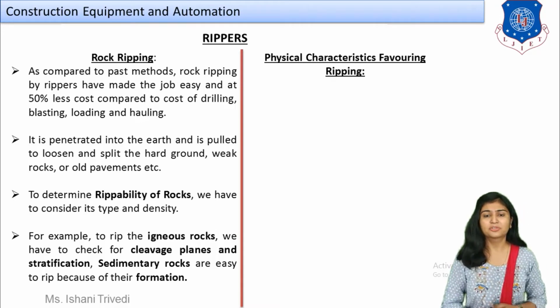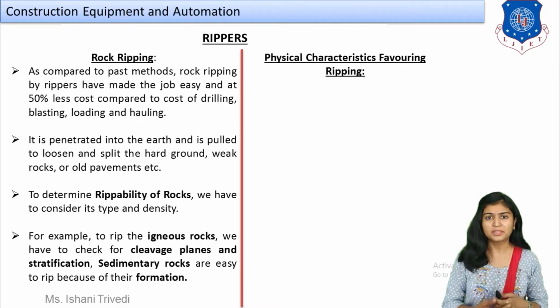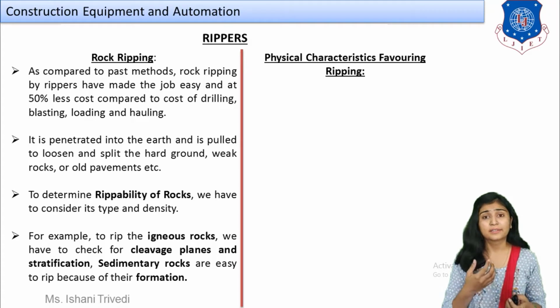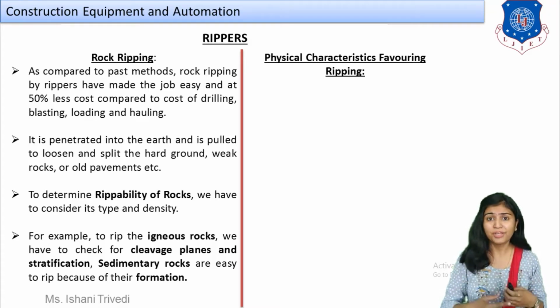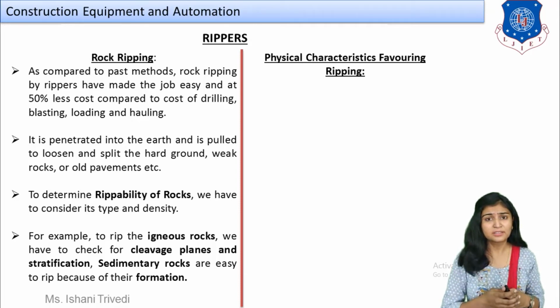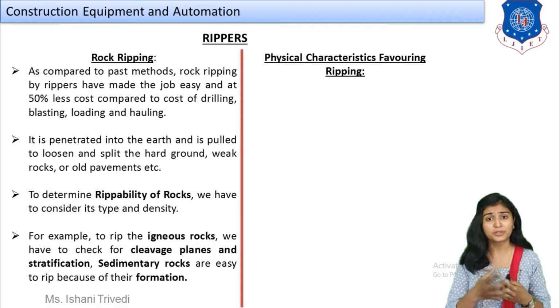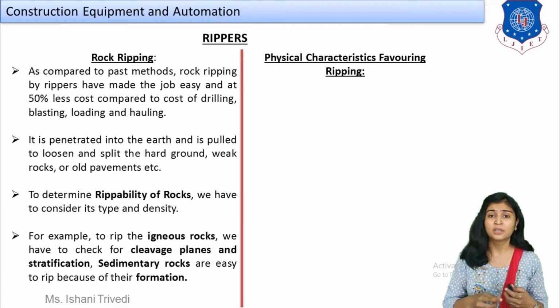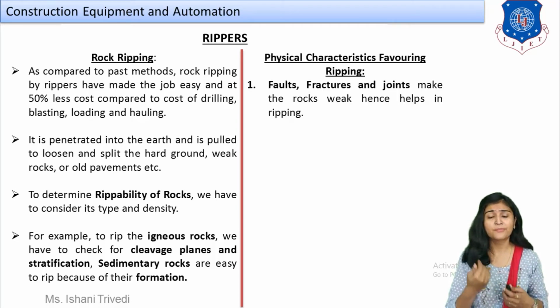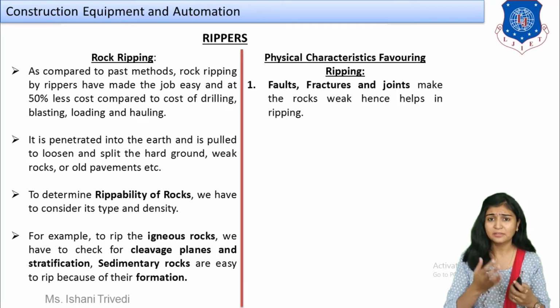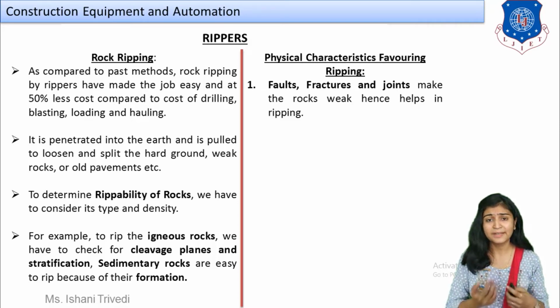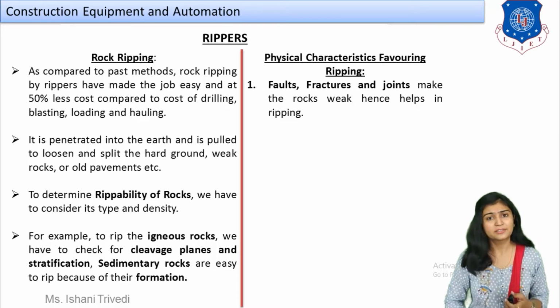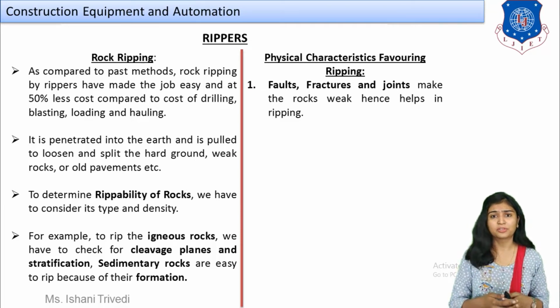Now we are talking about certain factors which have to be discussed, the characteristics or factors which favor the ripping process with the help of a ripper. I already talked about certain things, that if you are talking about igneous rock or sedimentary rock, there are certain things which are favorable for the rocks to rip off, for the soil to rip off. So let us study the technical terms related to the characteristics which help us rip off the rocks easily.